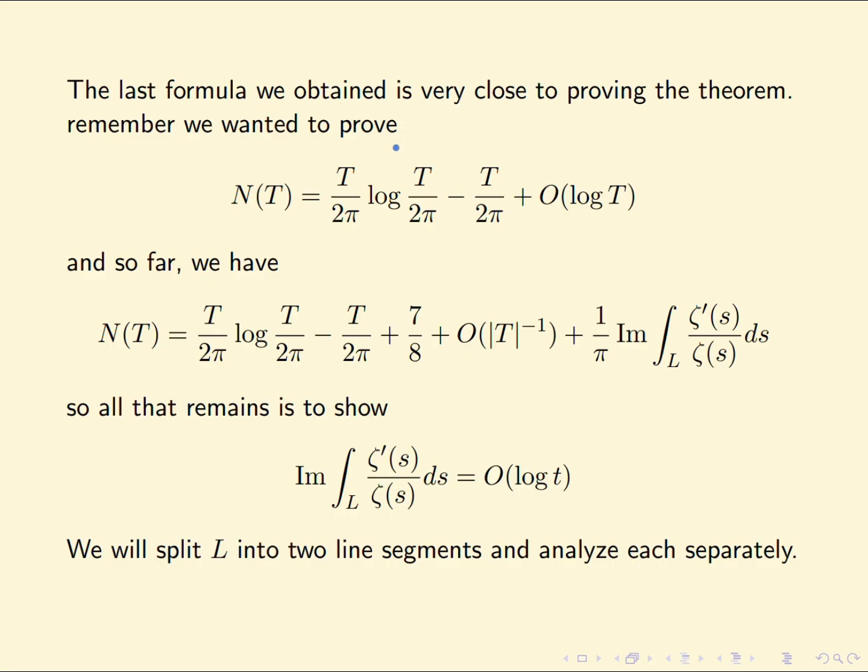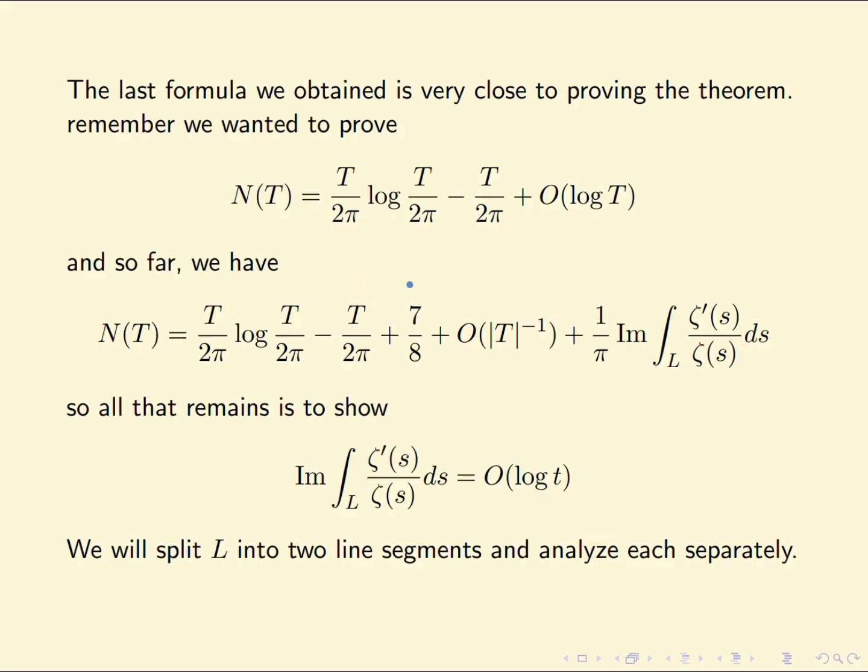So the last formula we obtained is actually very close to what we wanted in order to prove the theorem. The final theorem we want to prove is t over 2 pi log of t over 2 pi minus t over 2 pi plus O of log of t. And this is what we got so far from the last page. It's quite close. We got the main leading term and the second term as well. And we got the 7/8. If you remember in my demonstration, I had this 7/8 in that formula because of this term, and then plus this error term, and then plus something with this contour of zeta.